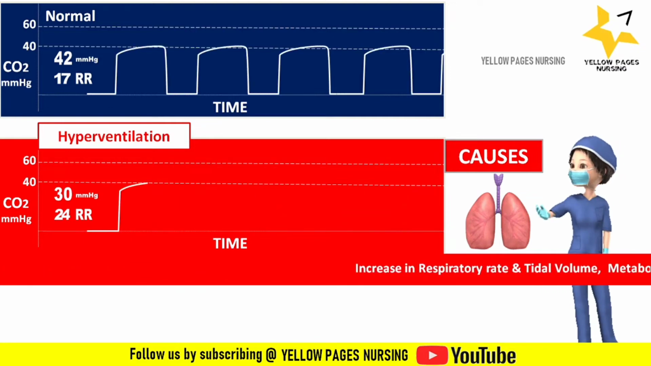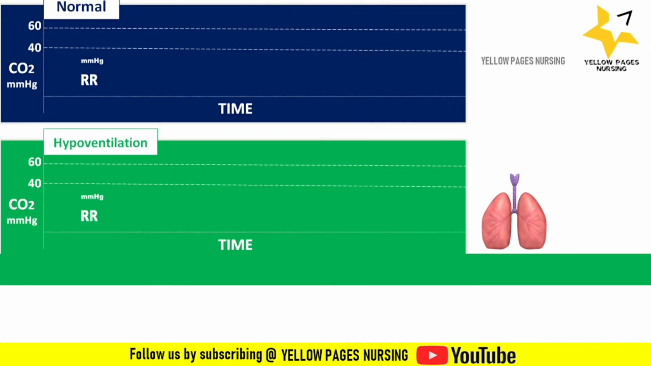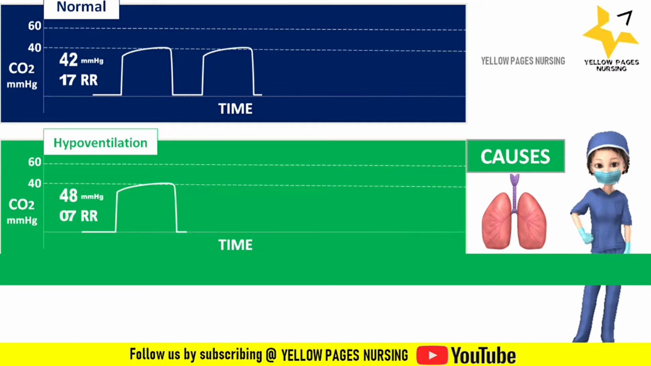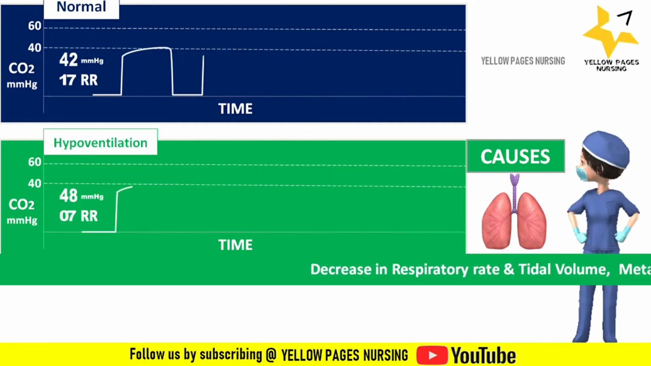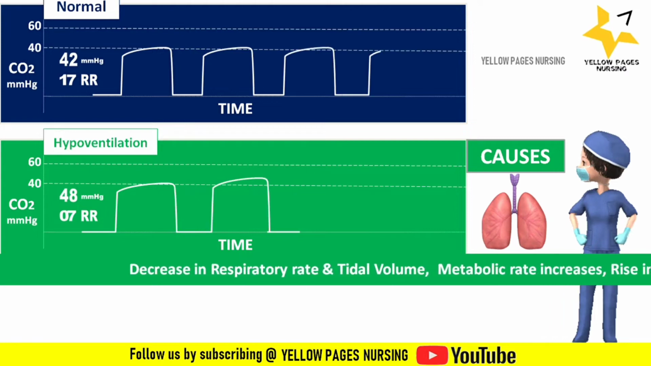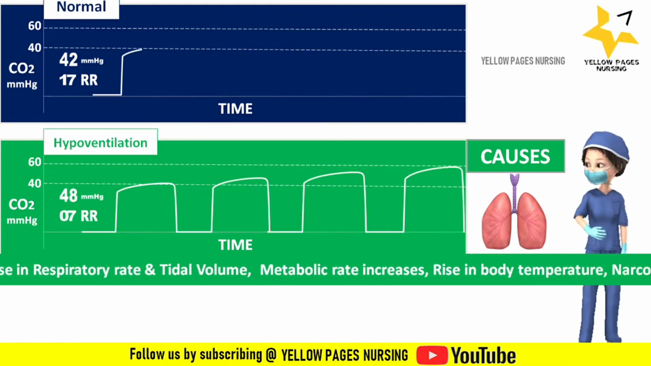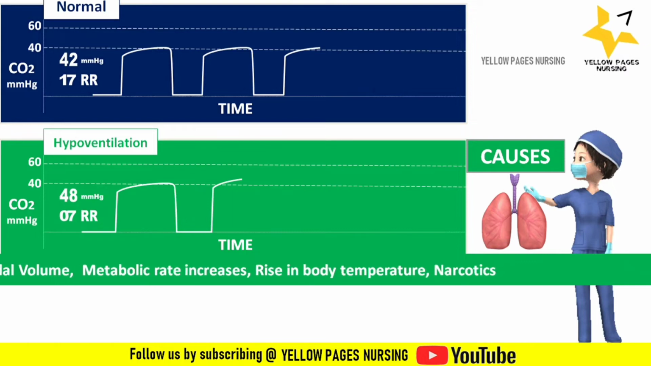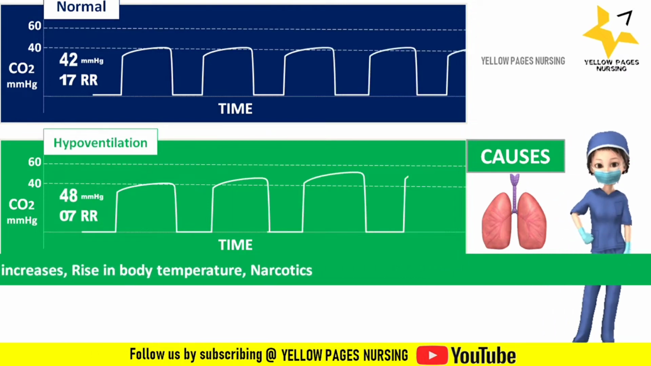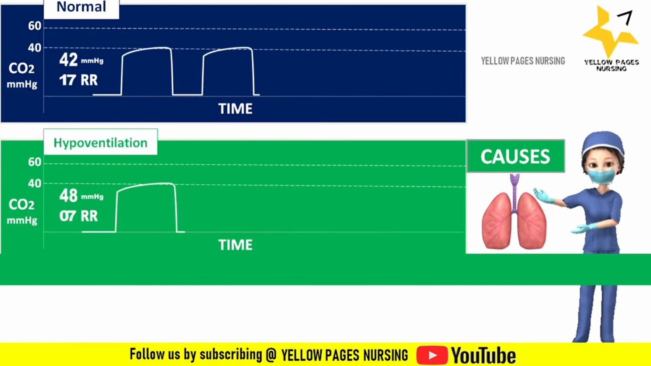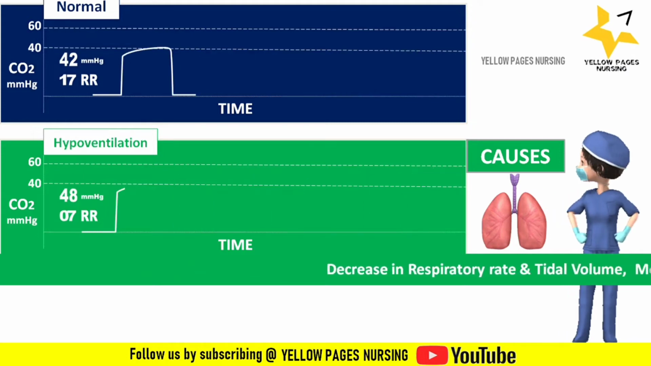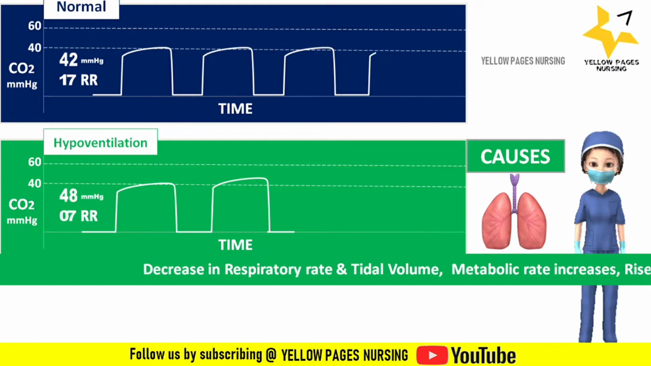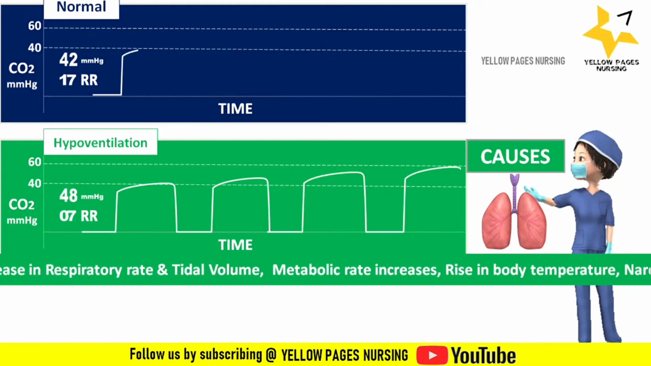Next comes hypoventilation waveform. In this waveform, the EtCO2 value will be gradually increasing because the respiratory rate starts to decrease. The reasons are decrease in respiratory rate and tidal volume, increased metabolic rate, rise in body temperature, narcotic overdose, heavy sedation, CNS dysfunction, etc.